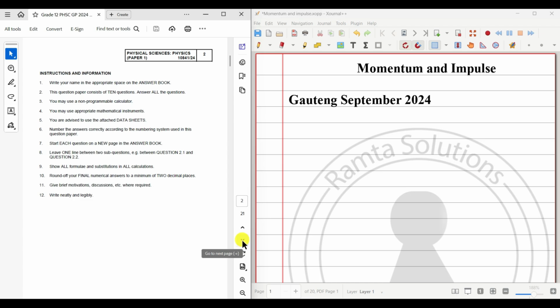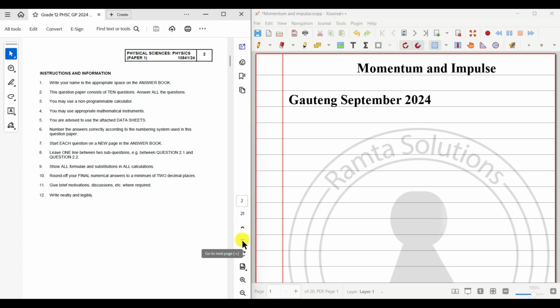Instruction 11, give brief motivations, discussions, and so on where required. This does not mean that you shouldn't give motivations. Give motivations as long as they make sense, but try to be brief. Don't write an essay on a problem.